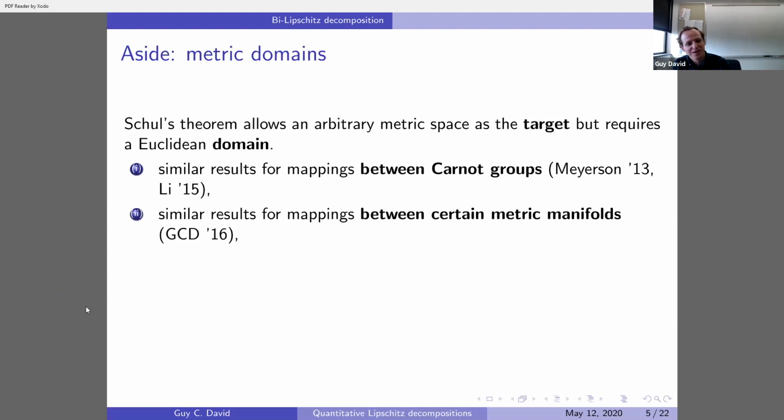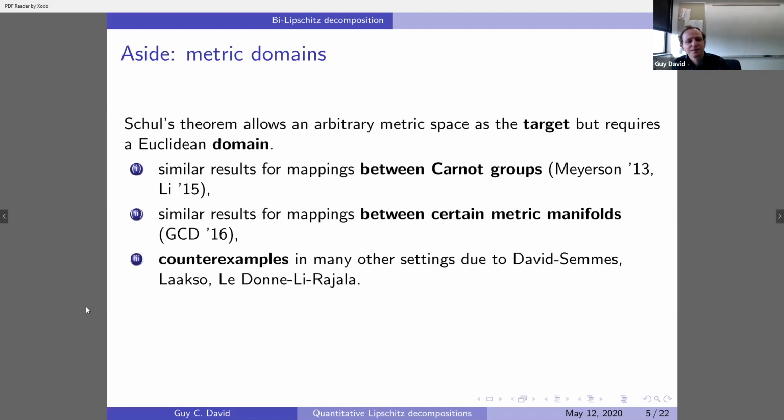I don't want to get into the weeds on this, but there are results in this vein. But kind of interestingly, there are also a lot of counterexamples. There are a lot of situations, if you're talking about general metric spaces, where these results completely fail to hold. There are examples of David-Semmes where you have a Lipschitz map between two metric spaces. It even has extremely strong analytic properties. It preserves the measure of all sets, but it fails to have this kind of bi-Lipschitz decomposition.